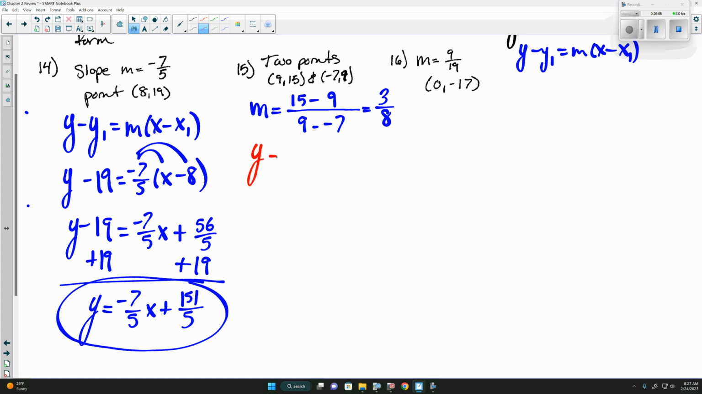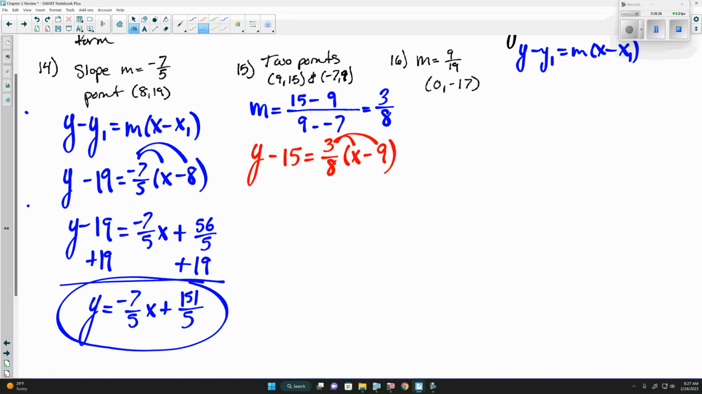Now plugging it into the formula, y minus y1 equals our slope times x minus x1. Now I chose the point 9, 15. We could have also chosen the point -7, 9. Either one will get us to the same answer.